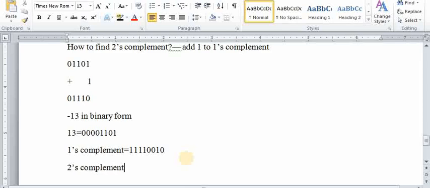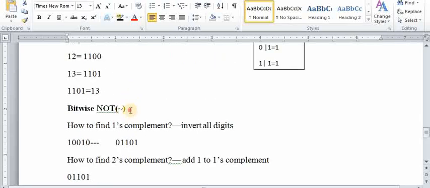The 2's complement will be 1 1 1 1 0 0 1 0 plus 1. So what will be the result? 1 plus 0 is 1, and 1 plus 0 is 1, and the remaining numbers will be the same. So copy and paste the rest and add 1. This number is represented as minus 13. Got it? So this is the function of the Bitwise Not Operator.